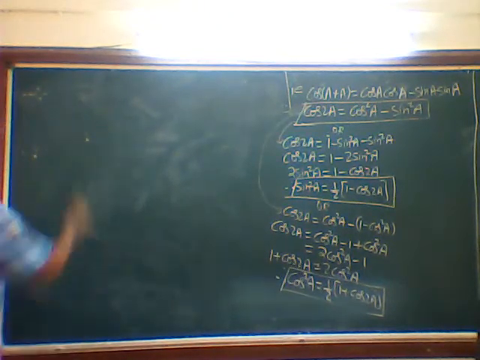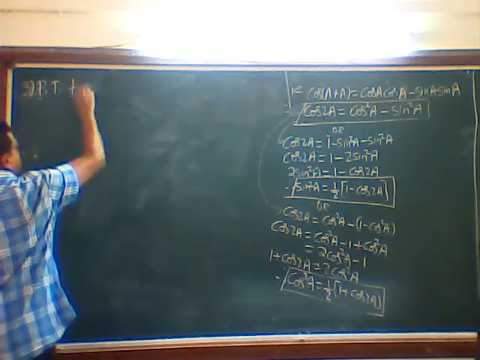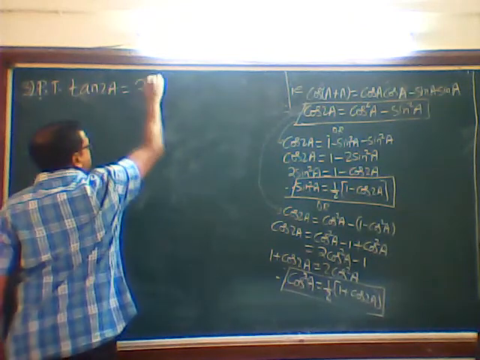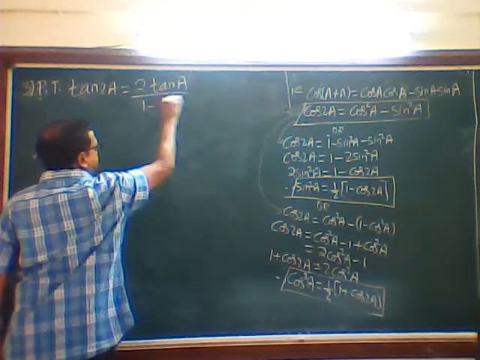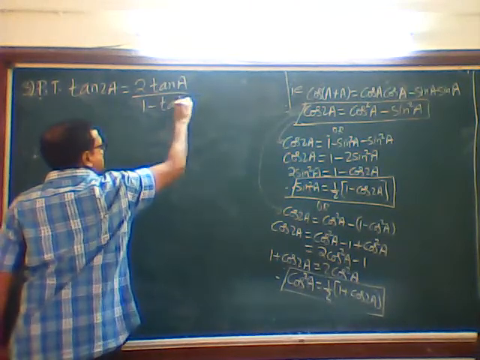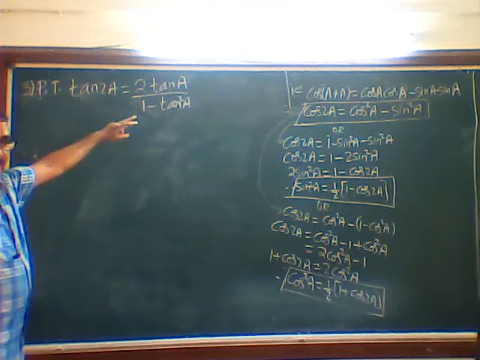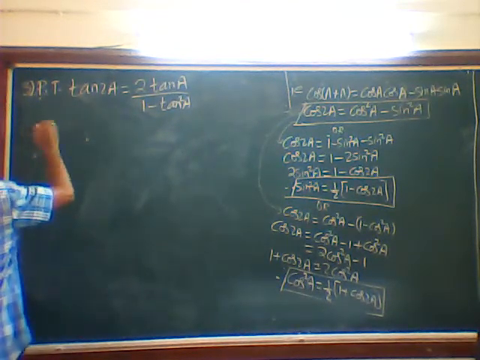Now, third one. Prove that tan 2a is equal to 2 tan a divided by 1 minus tan square a. Tan 2a is equal to 2 tan a divided by 1 minus tan square a. How it will come, I will show you. So, answer.